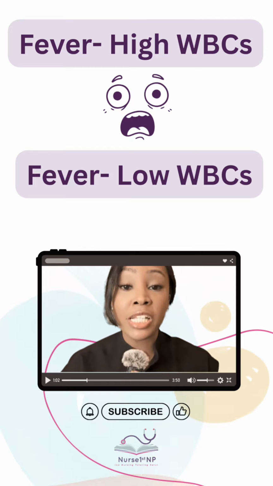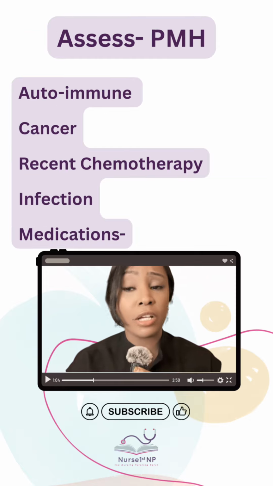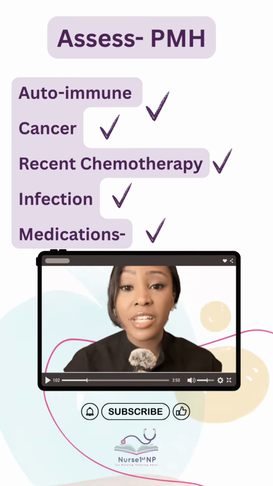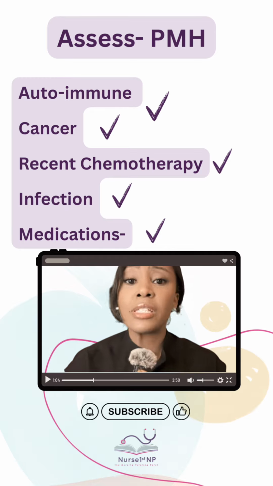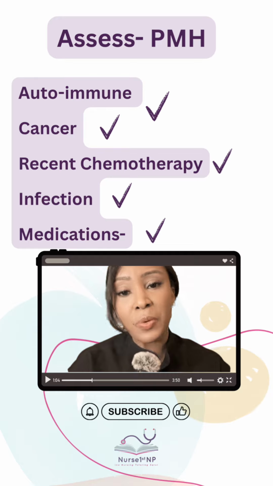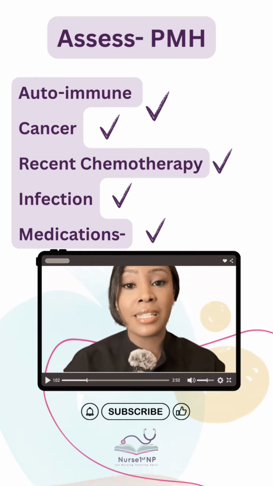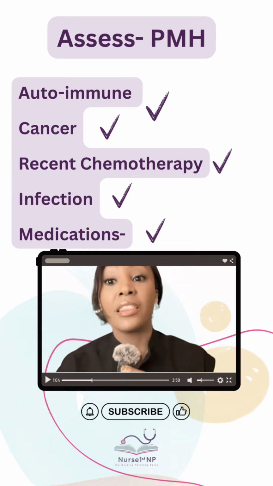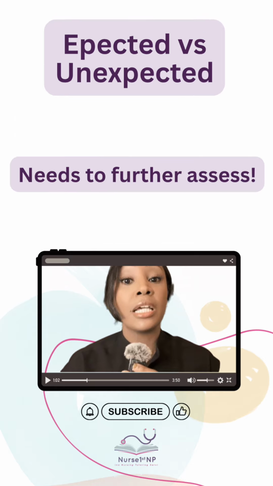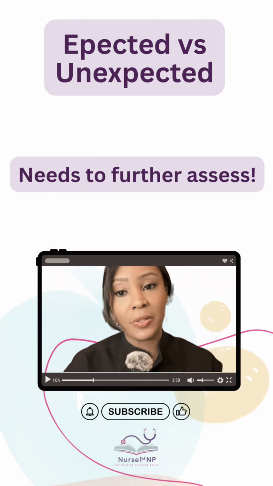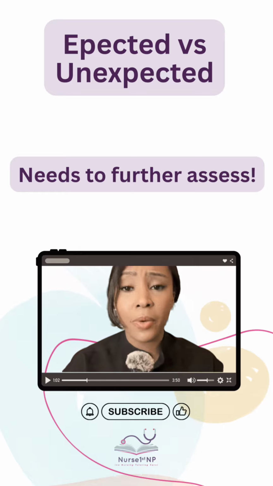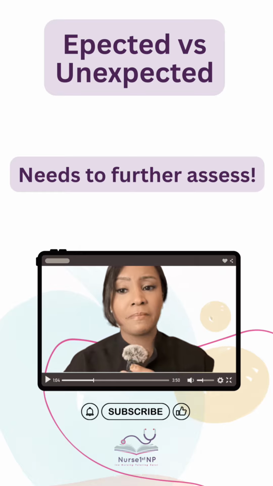You should assess your patient's medical history for diseases like lupus or rheumatoid arthritis, infections, HIV, cancers, or if they recently underwent chemotherapy treatment or they're taking immunosuppressants like prednisone or methotrexate. The history tells you if you should expect your patient to have low white blood cells, or if it's not to be expected, then it's a red flag that requires immediate action, guys.